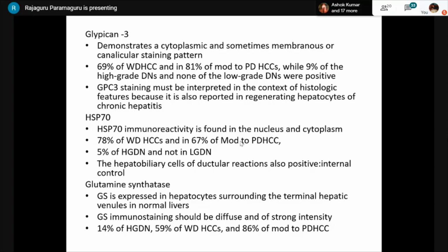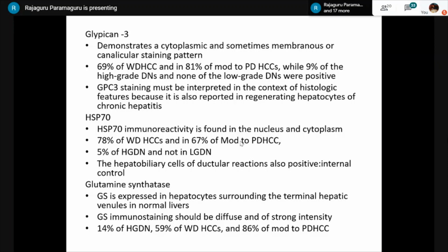Then coming on to the IHC. Like I said, glypican 3 will be very useful to demonstrate a dysplastic nodule. That will be typically cytoplasmic, but it can be membranous or canalicular staining. In 69% of cases of well-differentiated HCC it will be positive, and 81% of more poorly differentiated will be positive, whereas only 9% of high-grade dysplastic nodules will be positive for glypican 3. So you can make use of this if you have confusion.